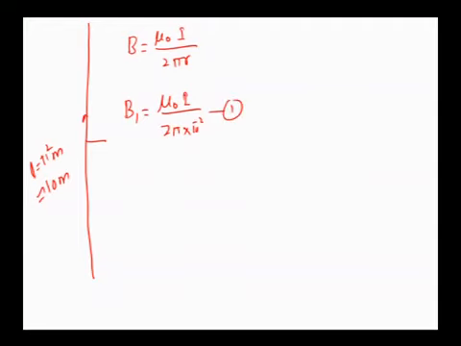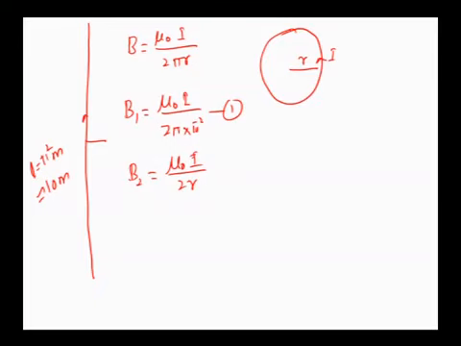Okay, now we will find the magnetic field produced by the circular conductor. The same length is bent into a circle, and the same current is passed. Radius I will take as r. We know the expression of magnetic field produced by a circular conductor at its center, that is B2 equals mu naught I divided by 2r. Okay, so we have to take the ratio of these two magnetic fields.